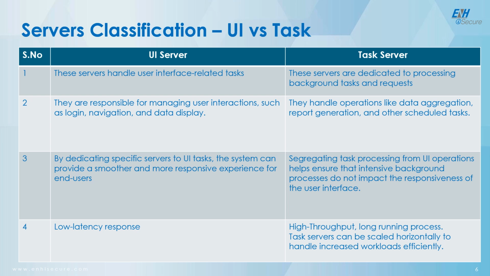With servers dedicated specifically to the UI, the system can provide smoother and more responsive experiences for end users. For task servers, segregating the task processing from UI operations helps ensure that the intensive background processes do not impact the responsiveness of the user interface. UI servers have low latency responses, whereas task servers provide high throughput for long running processes, and task servers can also be scaled horizontally to handle increased workloads efficiently.